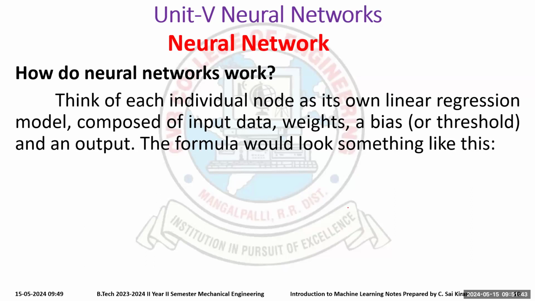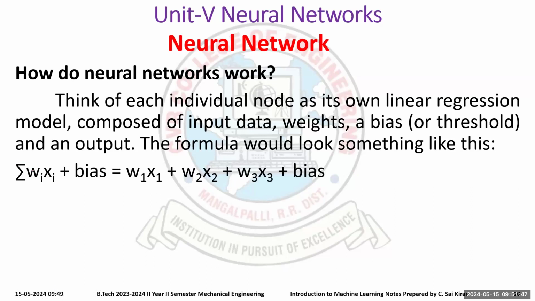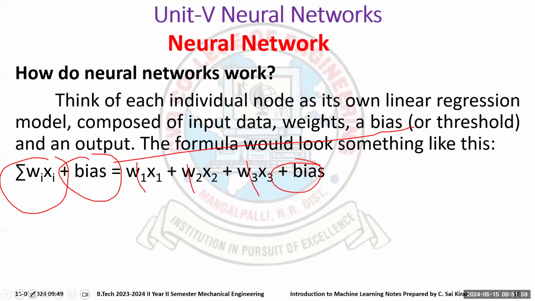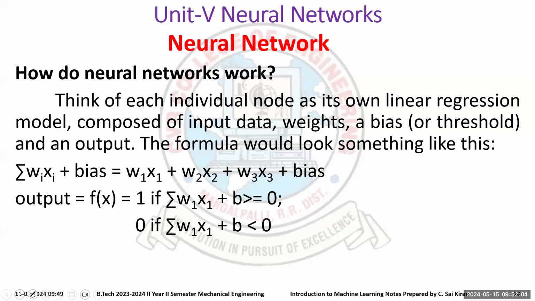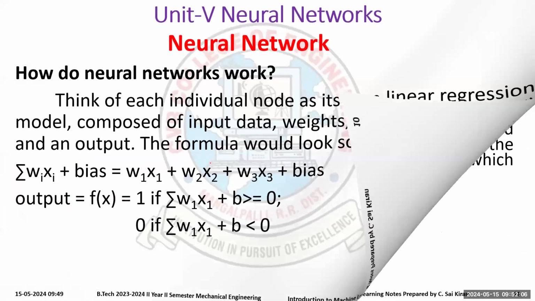The formula looks like this. We have already seen the formula, it is the same: WiXi plus bias. Bias is nothing but the threshold value. We are checking the threshold value. If we expand it, W1X1, W2X2, W3X3 plus bias, we need to add, then we get the final output, whether it is 0 or 1. Then only it will be activated.